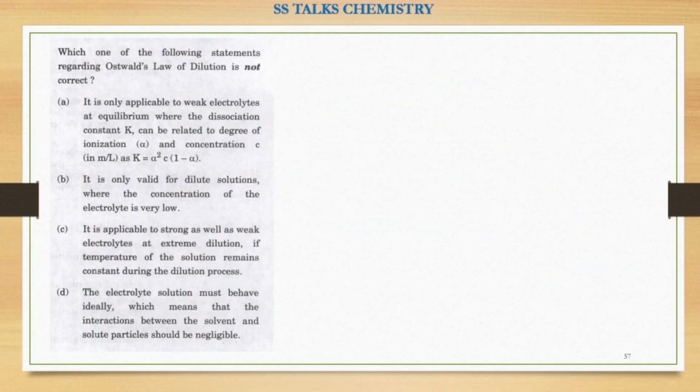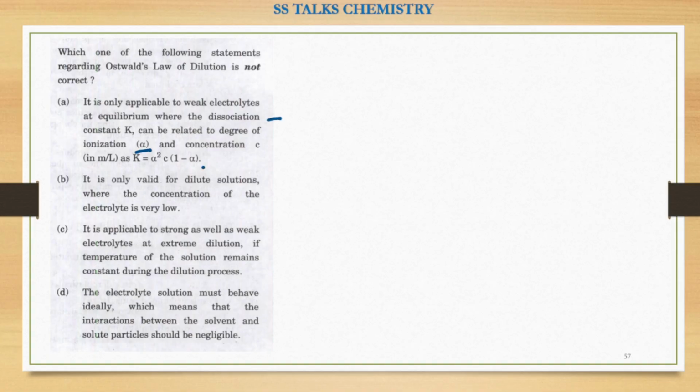Next is this one. It says: which one of the following statements regarding the Ostwald dilution law is not correct? The first statement says it is only applicable to weak electrolytes at equilibrium, where the dissociation constant is K and can be related to the degree of ionization alpha and the concentration: K is equal to C alpha square into 1 minus alpha.